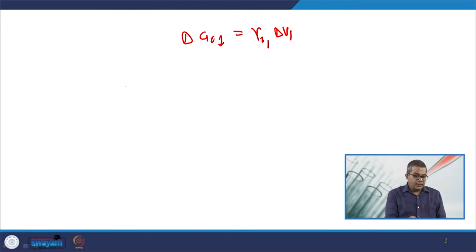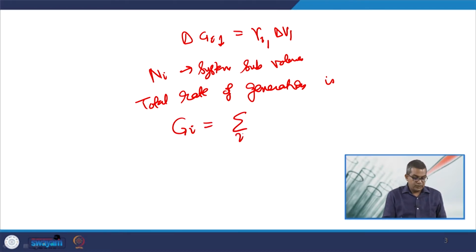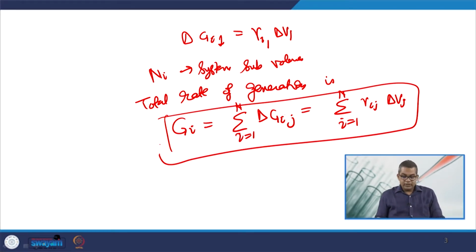Now, if there are Ni systems, these are the system sub volumes, then the total rate of generation is the summation over i. Now, this is the total rate of generation for this particular system.